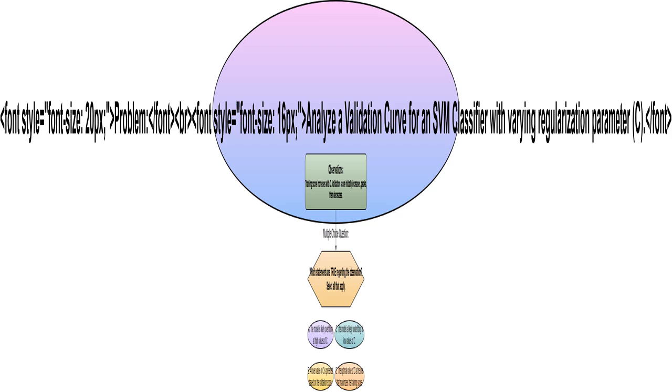The goal is to find the best C value based on the validation curve's information, which shows the model's performance on data it has not seen before, and not just on the data it's trained on.